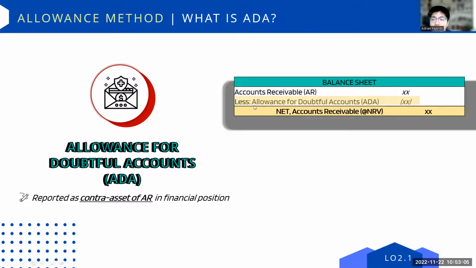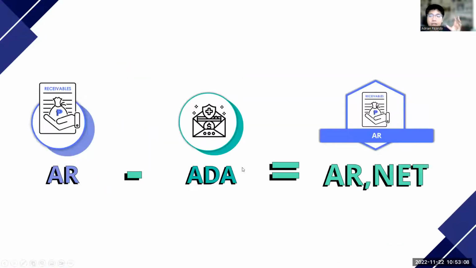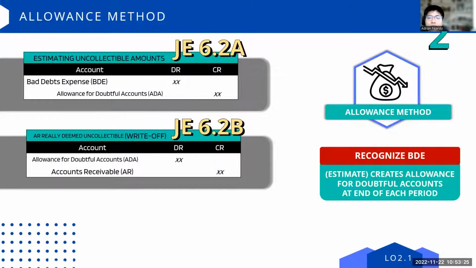So again, ADA is a very important account. And again, when they ask you what is the AR net or the net accounts receivable, it's AR minus ADA is equal to your net accounts receivable. So please master this concept. BDE, ADA, and AR. So now, in the allowance method, these would be the journal entries. Again, when you estimate uncollectible amounts, you credit ADA, and then pag write-off, that's when you debit ADA and then directly subtract from accounts receivable.